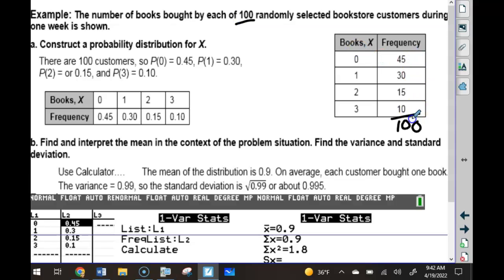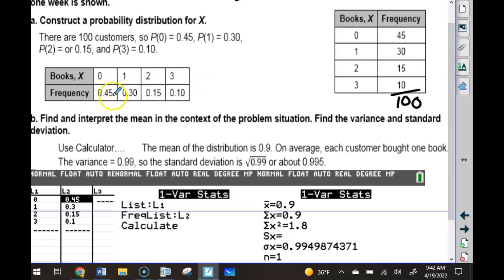Then they took the frequency divided by the number of people. So 45 out of 100 people was 0.45. 30 out of 100 was 0.30, etc. They made this little table. So this is the probability, okay? Not just the frequency. To find and interpret the mean in situations, we're going to average these.